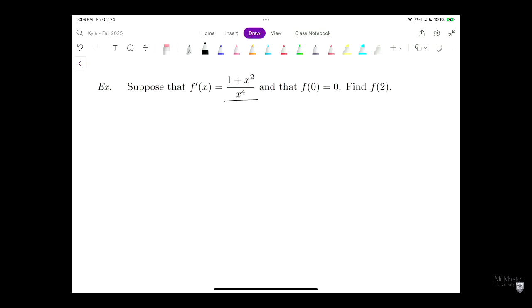The first step is that we have to take out that x to the 4. So we'll expand this into our fractions here. This is going to give us 1 over x to the 4 plus 1 over x squared. In particular, now we can write this as x to the negative 4 plus x to the negative 2. So when we find f, we're going to use our inverse power rule again. So we'll add 1 to the power and divide by the new power. And we don't forget the plus c. Very good.